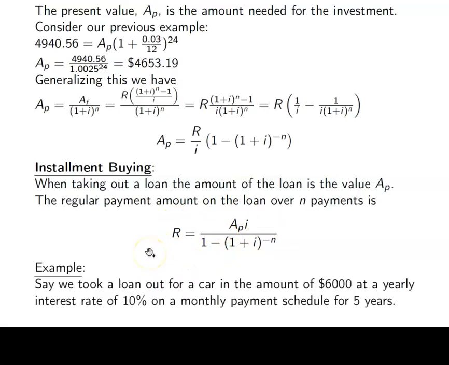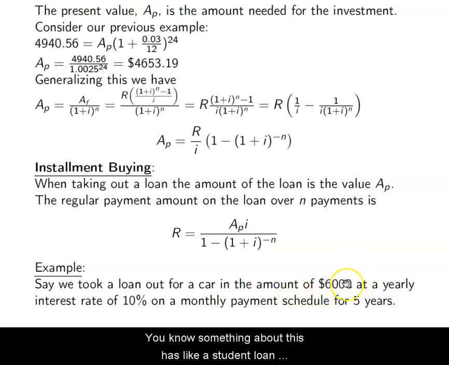So let's do an example. So let's say we took out a car loan for an amount of $6,000 that has a yearly interest rate of 10% on a monthly payment schedule for 5 years. That's pretty standard for a used car, right? A brand new car, this would be more like 40 grand, right? 30 grand. So let's say 6 grand.